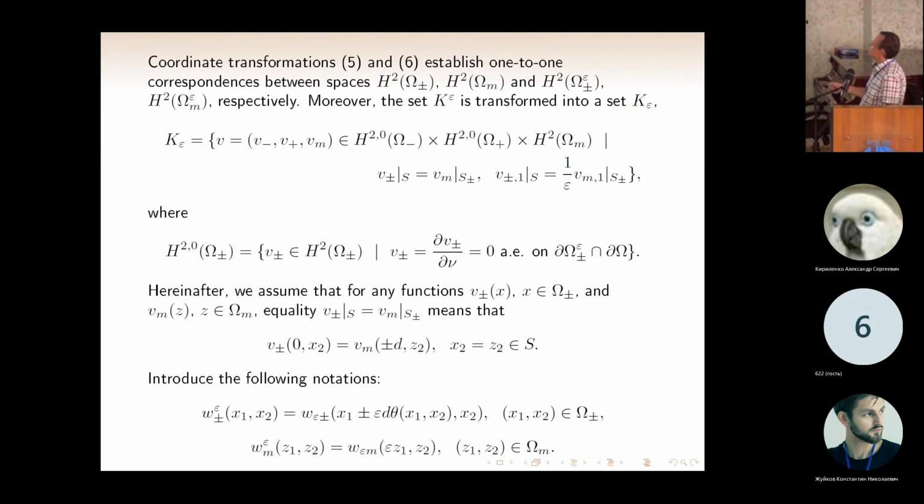Точнее, не наше решение, а преобразованное решение, вот здесь преобразование координат для решения. Сначала определим множество допустимых перемещений, уже преобразованных. Здесь видно, что они определены в пространствах Соболева на областях, которые от эпсилон не зависят. И условия склейки для самой функции, для прогибов, как не зависели от эпсилон, так и не зависят, но в нормальной производной, производной по первой координате, у нас выскакивает единица на эпсилон. То есть это одна из основных трудностей.